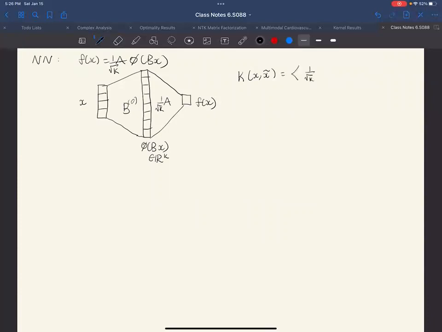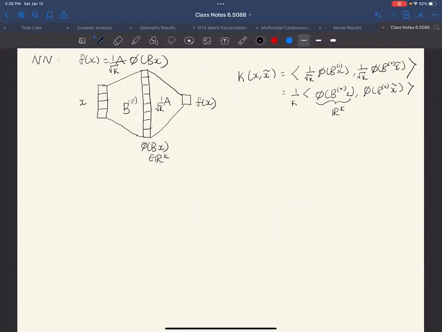1 over root k, phi of Bx. And 1 over root k, phi of B naught x tilde. And now this is going to be 1 over k, phi of B naught x, phi of B naught x tilde. Okay, and remember again, these are in R^k.